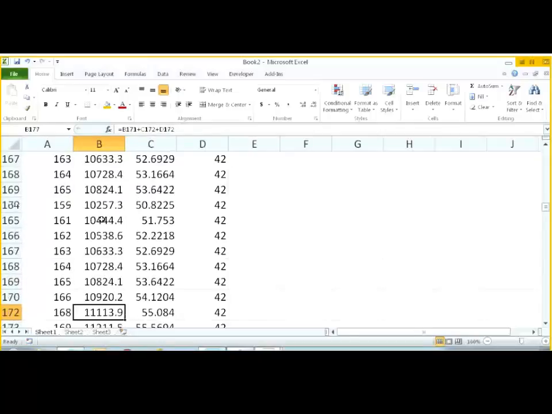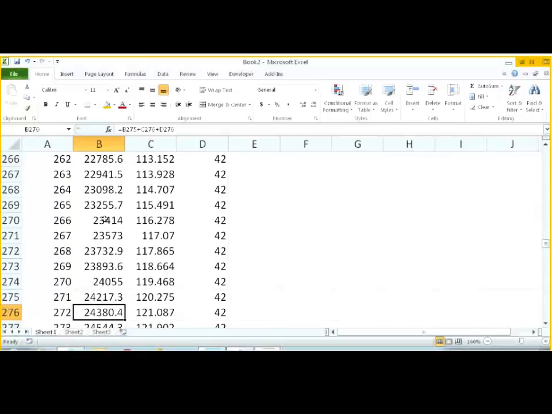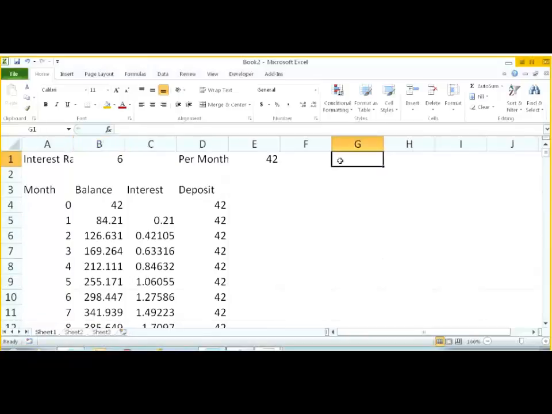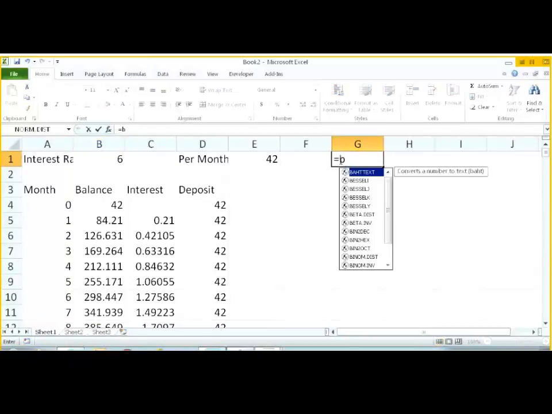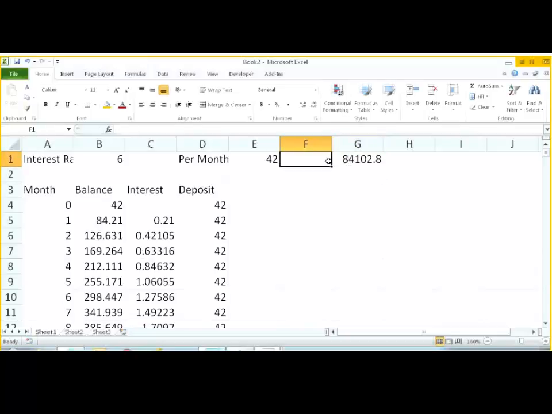So for $42 a month for 40 years at 6% interest, well, what I'm going to do is I'm going to copy the number to the top so I don't have to keep looking at it, is $84,000. Okay, so we're going to put that over here. So this is equal to cell B484 maybe? Is that right? Yep. So that's my final balance.